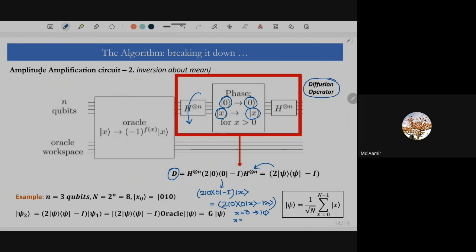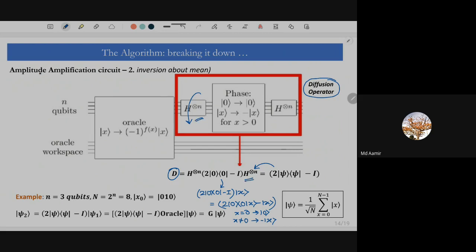But if x is not equal to 0, then this inner product is 0, because the inner product of 0 with any other entry is 0, since they are all orthogonal. So 2 times 0 minus x gives minus x. That's the interpretation here. To implement 2|0><0| minus I: if we get the 0, we just keep it. If we get x, we just flip it; we give an extra phase of minus.